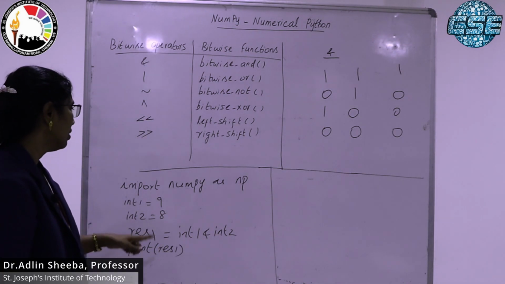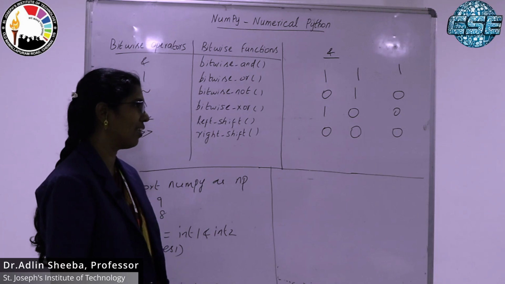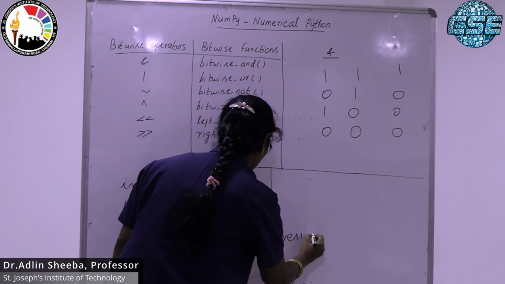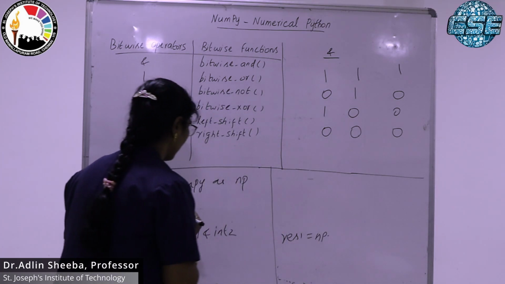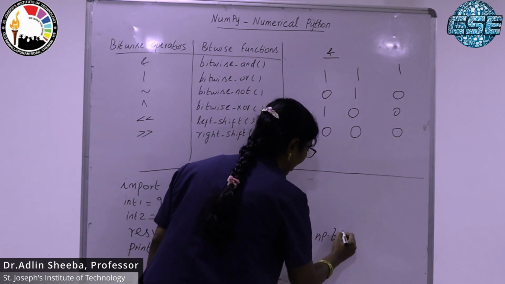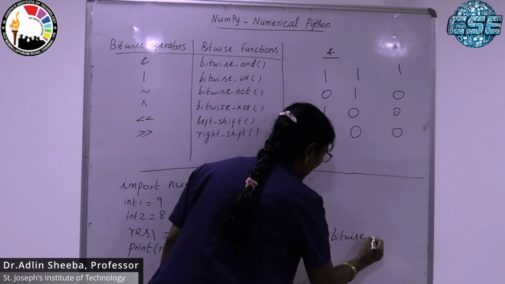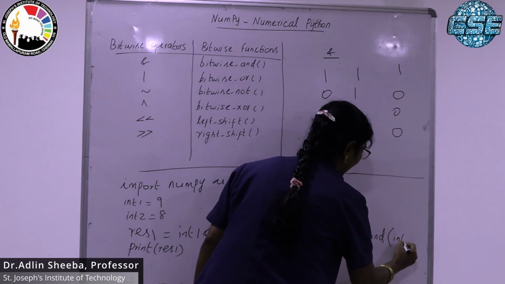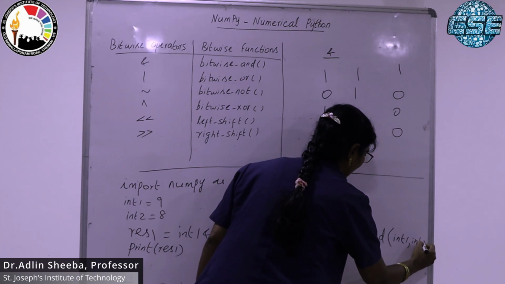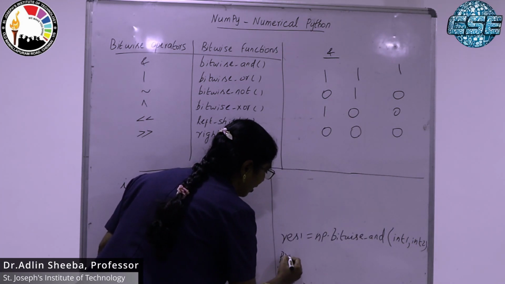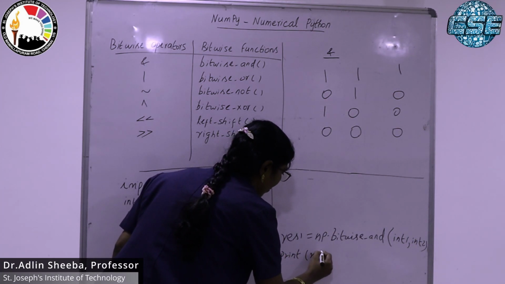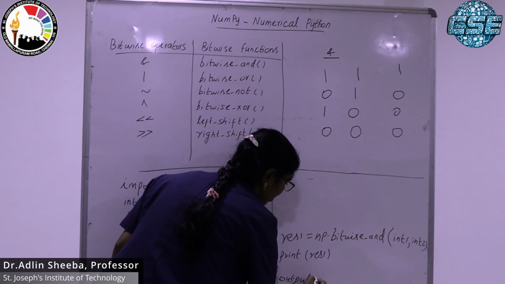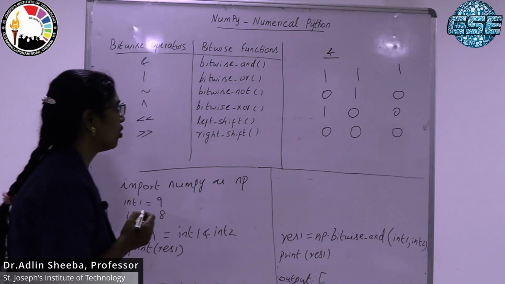For this we have the equivalent ufunc. The equivalent ufunc is result1 equal to np.bitwise_and of int1 comma int2. Then I am printing print of result1. Now let us see the output.